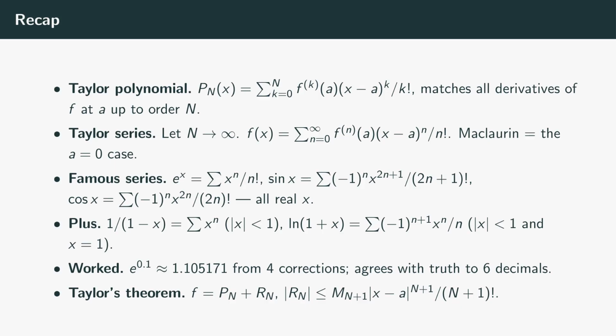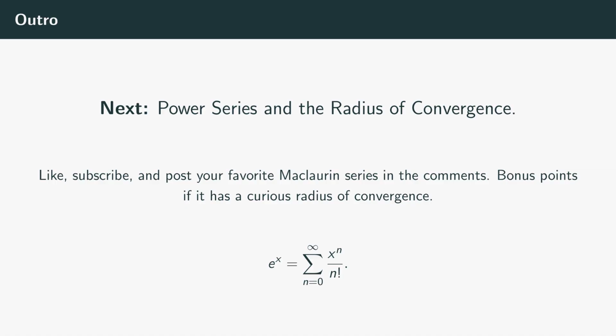Next episode, we formalize where a general power series converges. Radius of convergence, interval of convergence. See you there. That's Taylor and Maclaurin series. The recipe, the nth derivative of f at a over n factorial, turns every smooth function into an infinite polynomial. The standard transcendentals, e to the x, sine x, cosine x, the natural log of 1 plus x all yield to one calculation. Taylor's remainder tells us how close the truncation is.